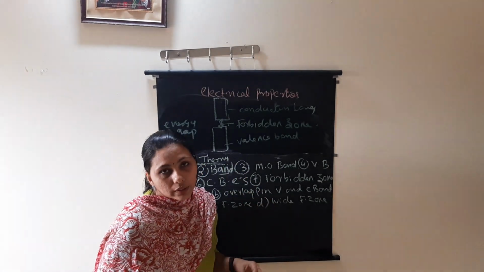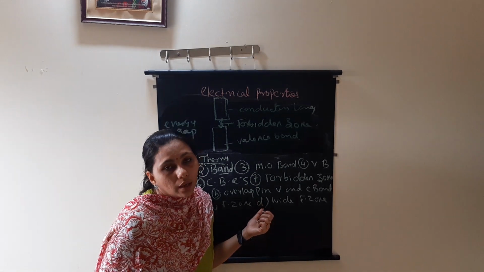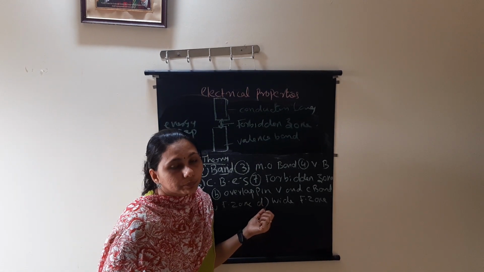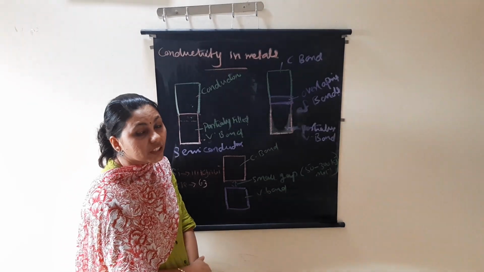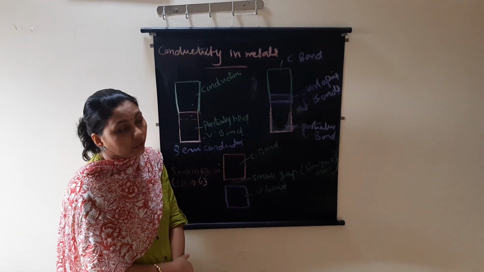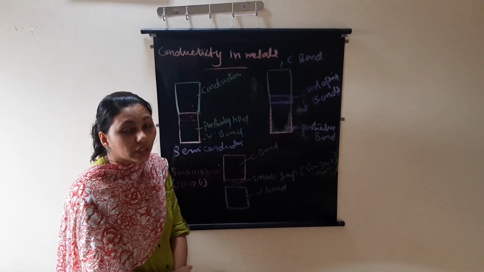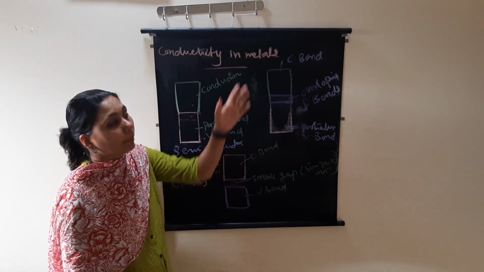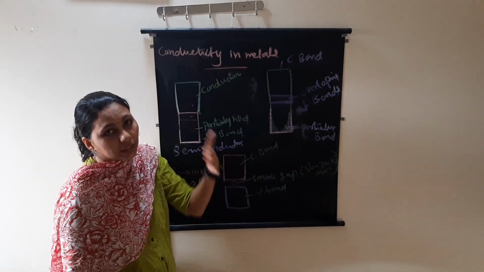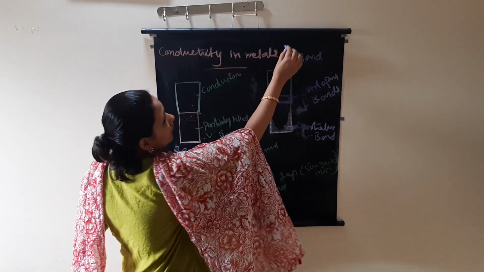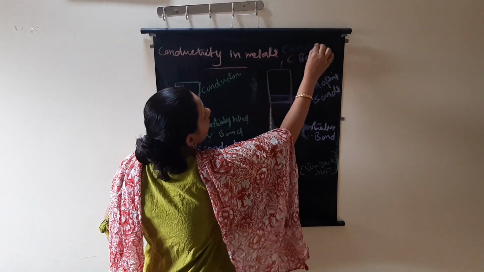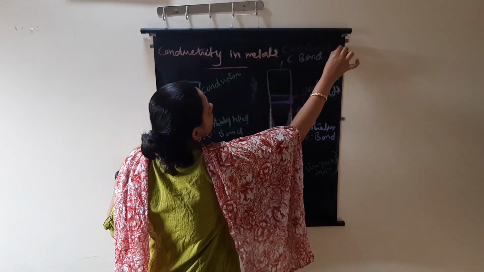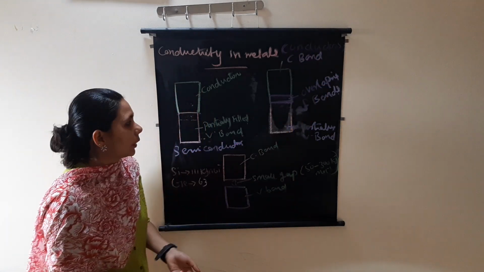Clear all of you? Okay, that is about the band theory. Clear? Next is conductivity based on band theory. Based on band theory, how can we explain the conductivity? First is conductivity in metals. Metals means conductors. So conductivity in metals or conductors, how can we explain?